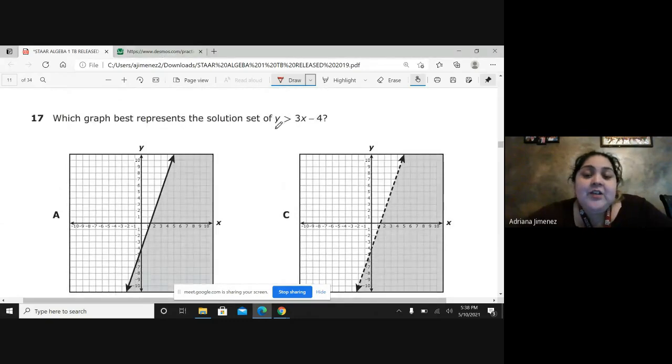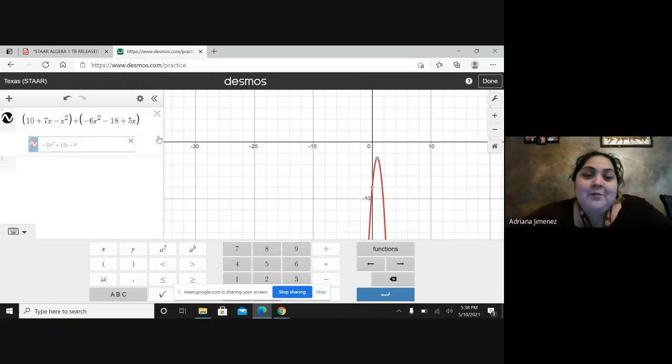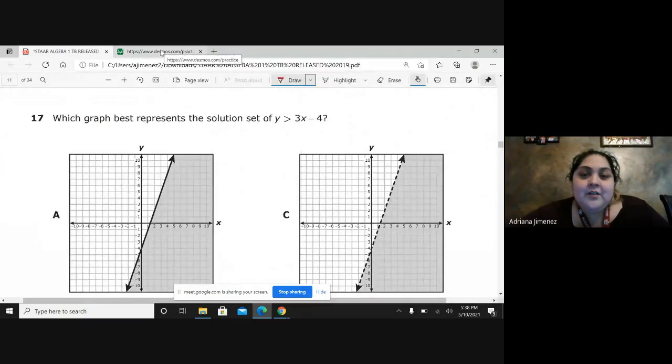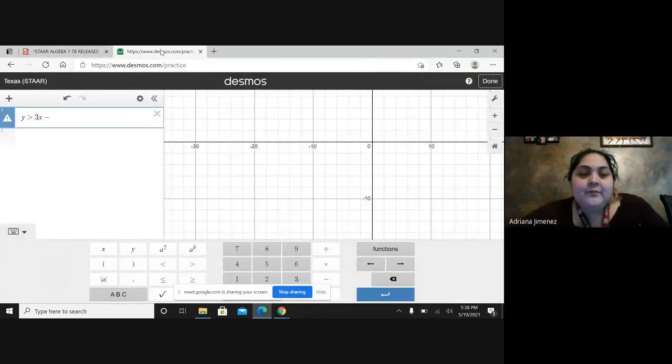We're on this question. Let's see if it lets us graph it. We're going to type it in exactly like we see it. The only way we're going to know it's not going to graph it is if it gives us a question mark. It gave us a question mark right here, so that means that we can't do that.